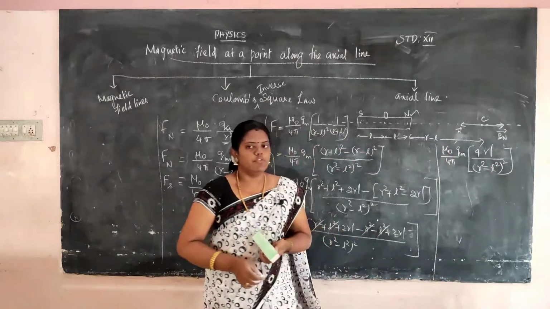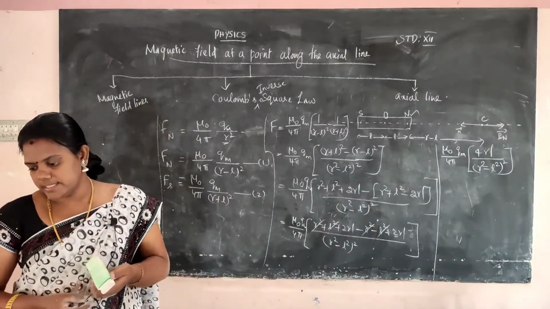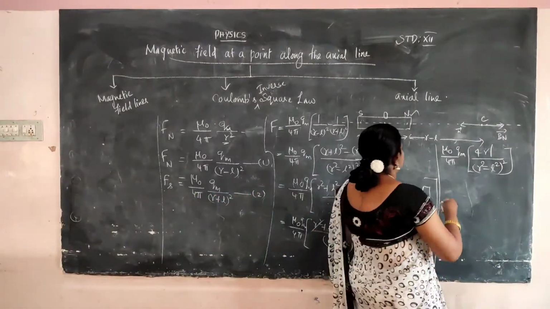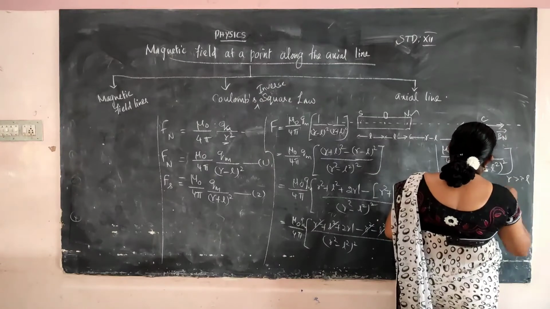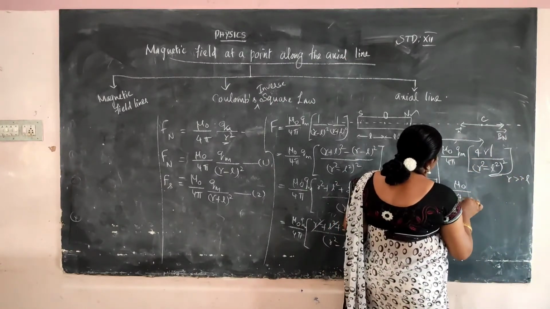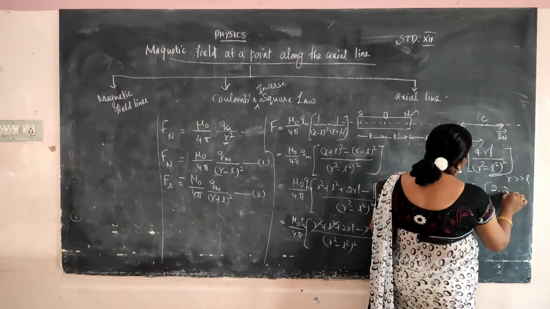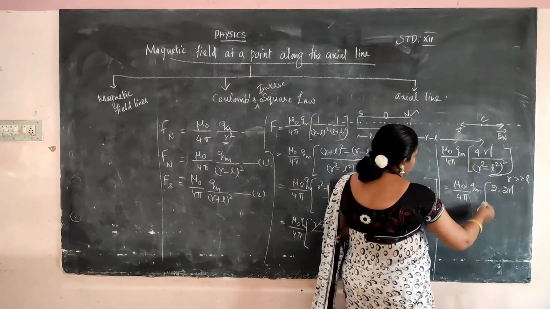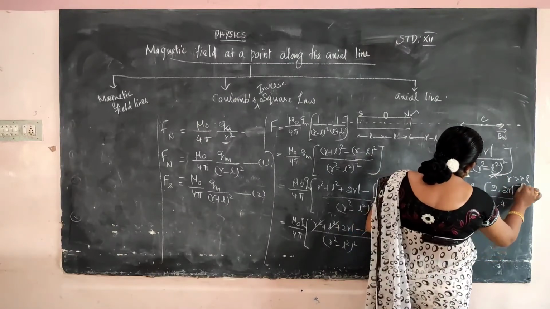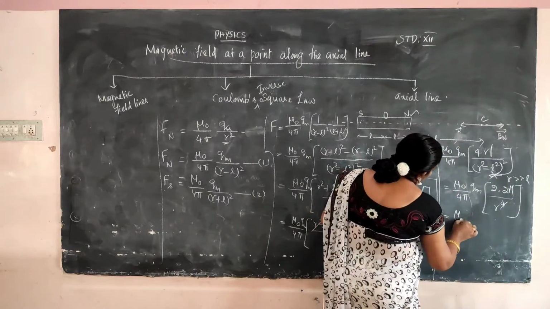Now taking 4rL, we split it into 2 into 2rL. We consider r to be very much greater than L. The distance r is very much greater than L, so we neglect the L value. So mu naught by 4 pi Qm, we consider 2 into 2rL. The L square term is neglected, so r power 4. So r cancels.